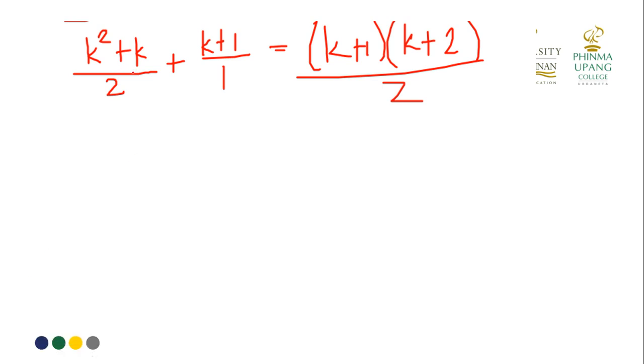We have K squared plus K plus K plus 1. Again, as you can see in our denominator, they are different. And according to the rule, when it comes to fraction, the denominator should be what? Equal. Yeah, it's equal. And now, what is the LCD? 2. It's 2. Simple as that. It's equivalent to 2.